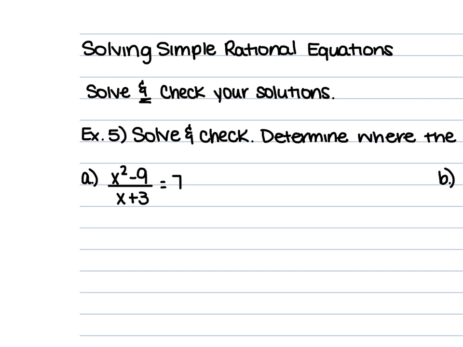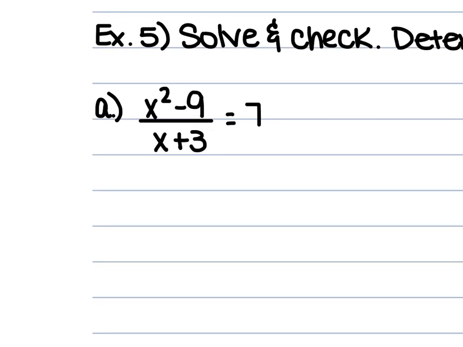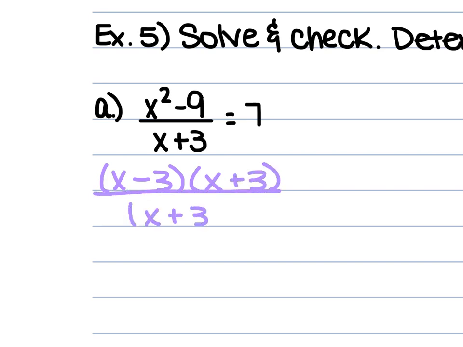In our next set of examples, we are solving and checking our solutions. When we do this, we have to also determine where the expression is undefined. So we have to take those denominators and set them not equal to 0. So we have x squared minus 9 over x plus 3 is equal to 7. Factor out that x squared minus 9. We're going to have x minus 3 times x plus 3 over x plus 3 is equal to 7.